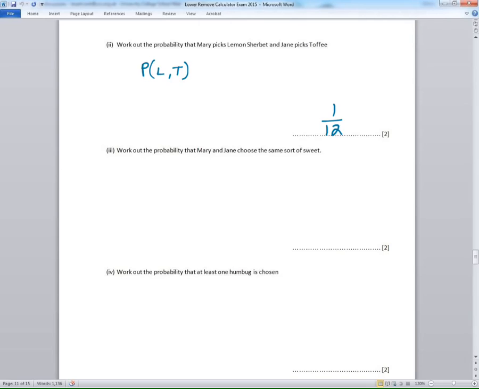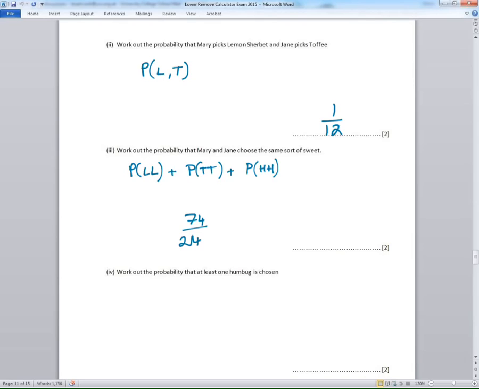Work out the probability that Mary and Jane choose the same sort of sweet. Well, this is the probability that we get lemon sherbet, or the probability of toffee, or the probability of humbug. Whenever I said the word or, you may have noticed that I wrote a plus sign. So we're going to add these probabilities. Lemon sherbet I think was 20 240ths, toffee was 12 240ths, and humbug was 42 240ths.